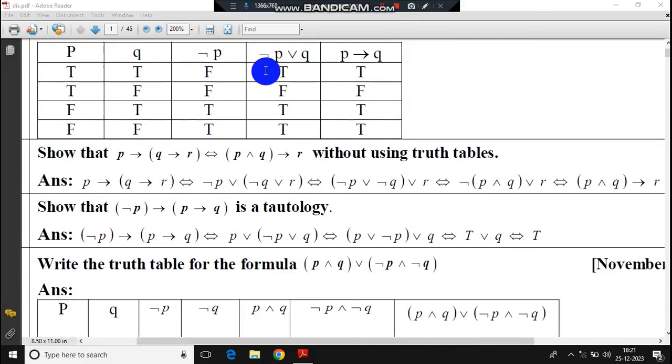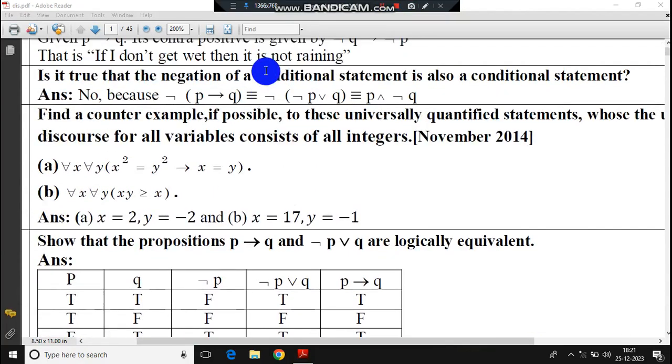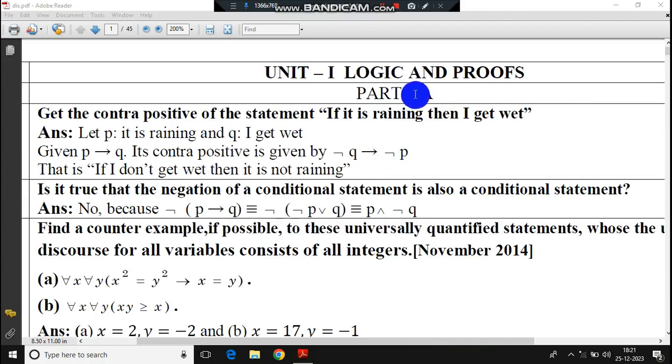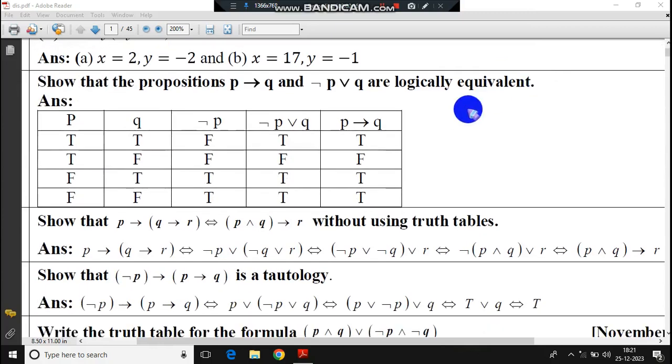Okay, students, I am very happy to take this small topic today. This comes in logic and proofs. One of the important problems is about this one.